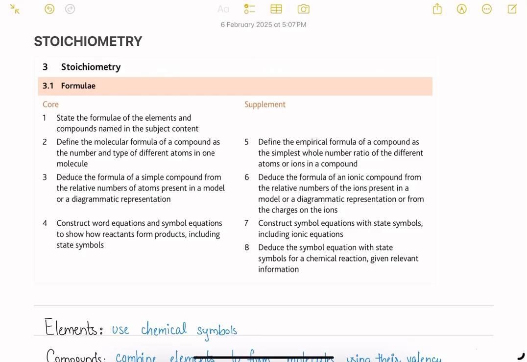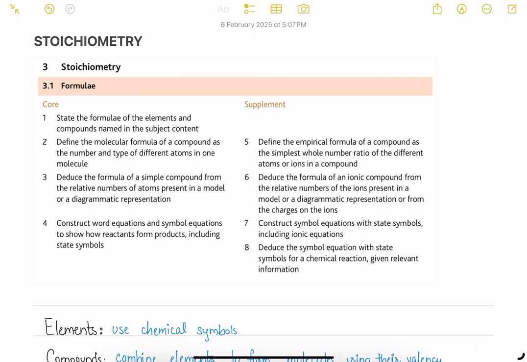Today we are diving into a super important chemistry topic, stoichiometry. So, whether you are preparing for exams or just love chemistry, this video will make everything crystal clear. So, let's get started. First of all, what is stoichiometry?